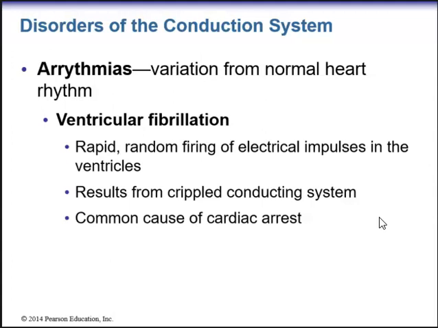We saw earlier how the conduction system follows a sequence of events. If it somehow deviates from the sequence, it can cause a lot of havoc. And ventricular fibrillation is when the sequence of events or electrical impulses occurring in the ventricles is no longer sequential but random, and again causing cardiac arrest.